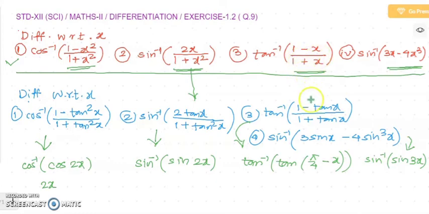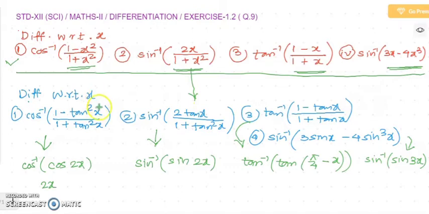1 minus tan x upon 1 plus tan x, that's how it looks. 3 tan x minus 4 tan cube x looks like sin 3x. Even you can think like cos inverse of 4x cube minus 3x. Here 4 cos cube theta minus 3 cos theta is cos 3 theta. So you can have cos inverse outside and similar questions will be there.